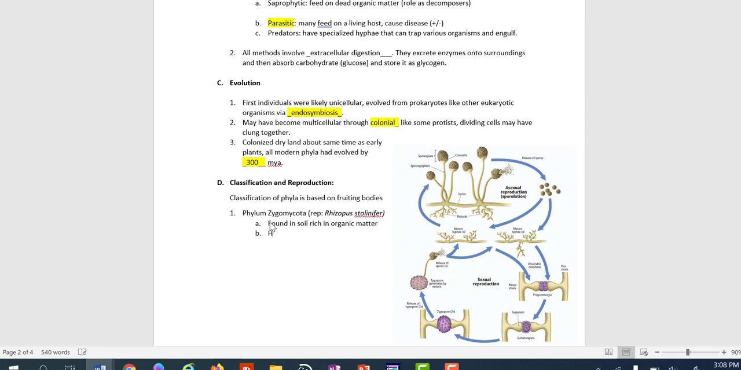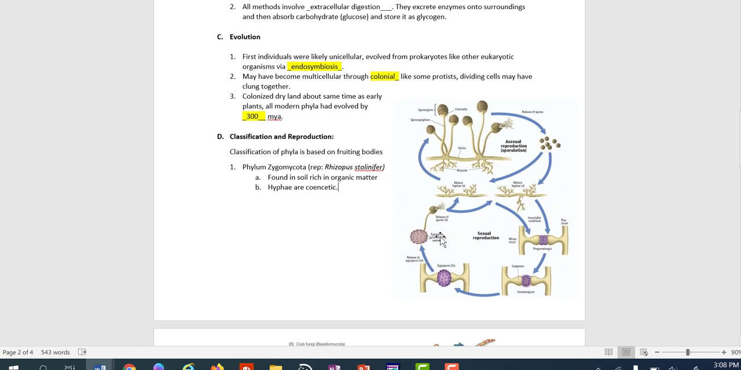Their hyphae are coenocytic, and their life cycle is shown here. So what I want you to think about is that every fruiting body is producing spores. Some of you might think of this if you're walking through the forest: a classic fungus is a puffball. If you ever step on one of those things, a cloud of smoke comes out, and it's really just a cloud of spores.